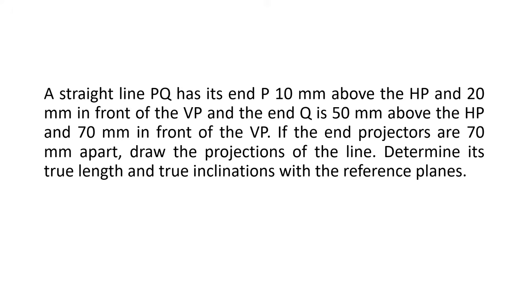This video we will see a question based on projection of lines. The question is: a straight line PQ has its end P 10 mm above HP and 20 mm in front of VP. The end Q is 50 mm above HP and 70 mm in front of VP. If the end projectors are 70 mm apart, draw the projection of the line, determine its true length and true inclination with reference planes.